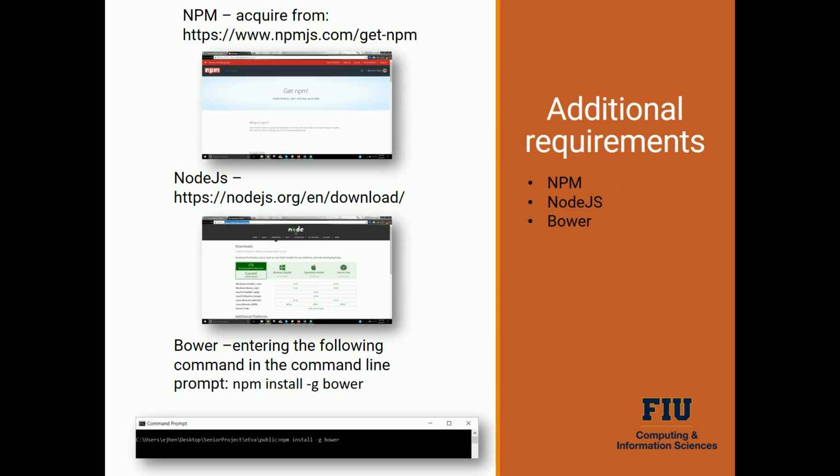This project uses npm package manager for JavaScript and requires you to download and save Node.js and Bower dependencies. If you already have npm on your local machine, then this step is unnecessary. If not, you need to acquire npm from the website listed on the screen. The same goes for Node.js. Lastly, Bower can be installed globally by entering the following command in the command line prompt: npm install -g bower.